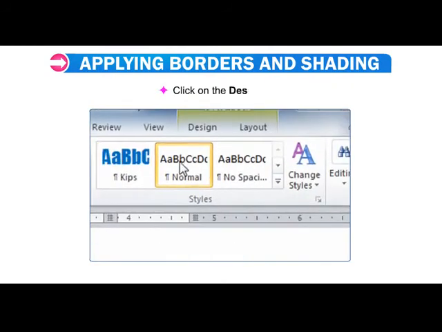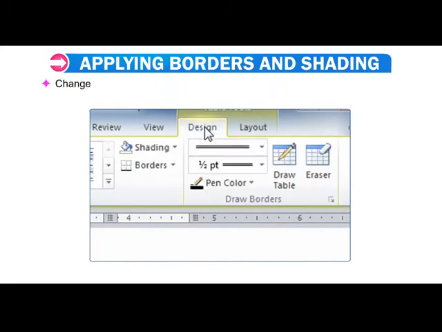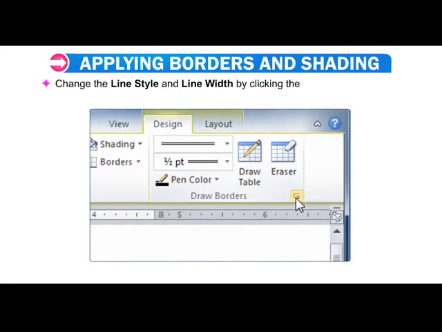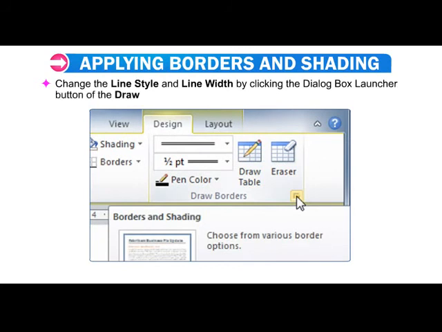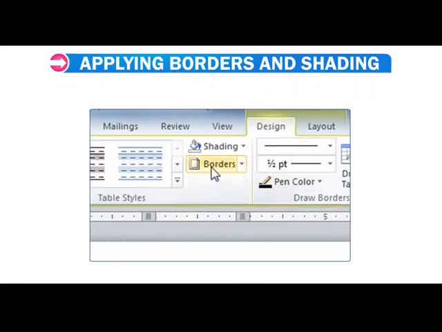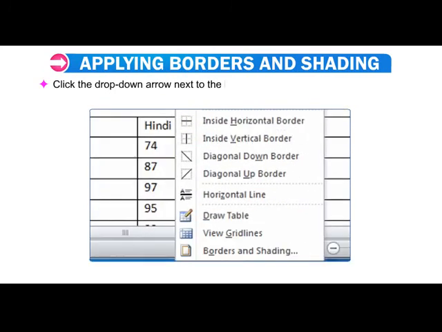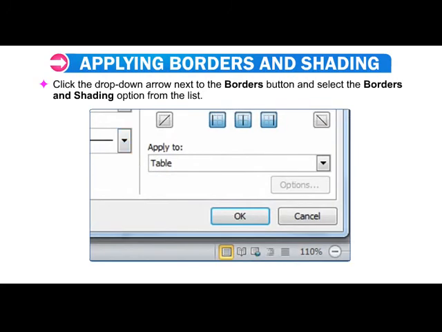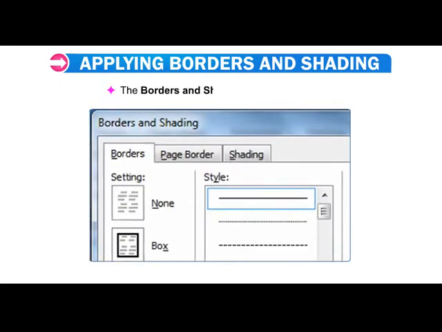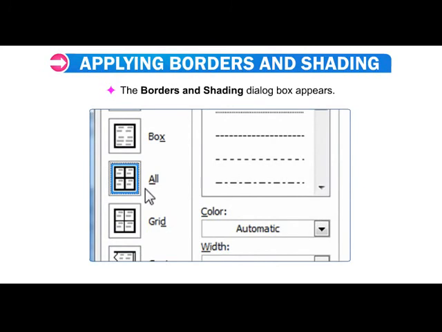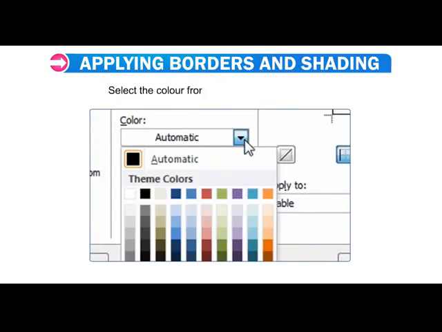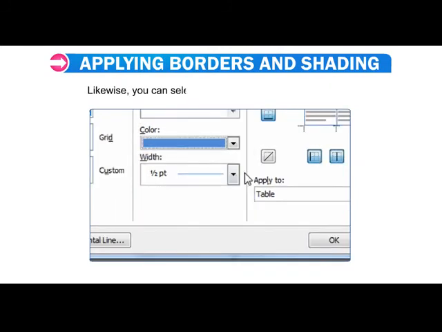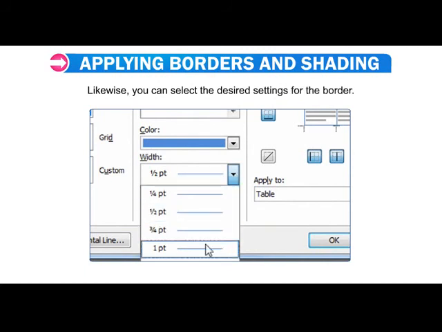Click on Design tab. Change the line style and line width by clicking the dialog box launcher button of the Draw Borders group. Or click on the drop-down arrow next to the Borders button and select the Borders and Shading option from the list. The Borders and Shading dialog box appears. Choose the All option. Select the color from the Color drop-down menu. Likewise, you can select the desired setting for the border.